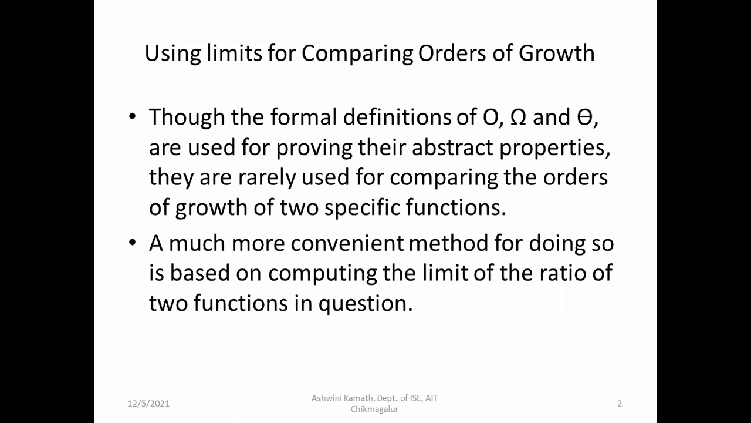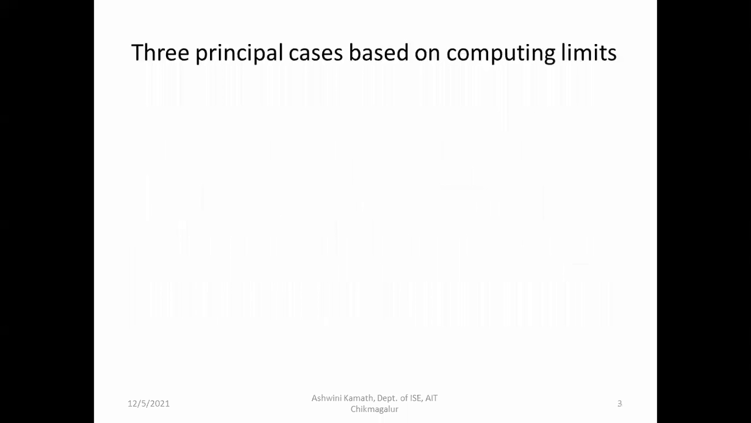A much more convenient method for doing so is based on computing the limit of the ratio of the two functions in question. If we have a very slight difference in two functions, then it is difficult to check with the abstract formal definitions of big O, omega, and theta. So when we compare with limits, we'll get the exact answer.